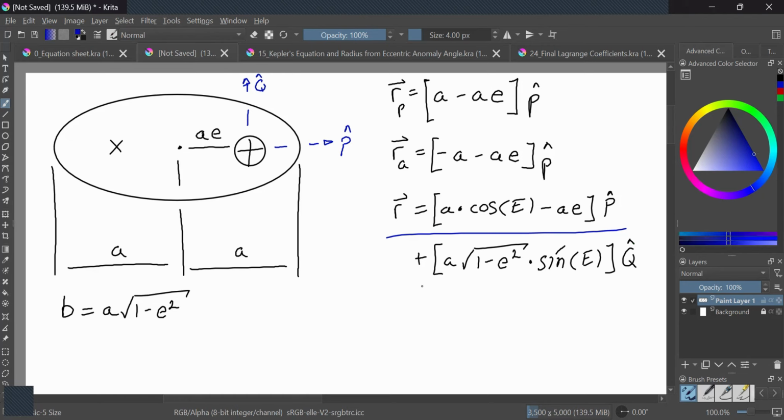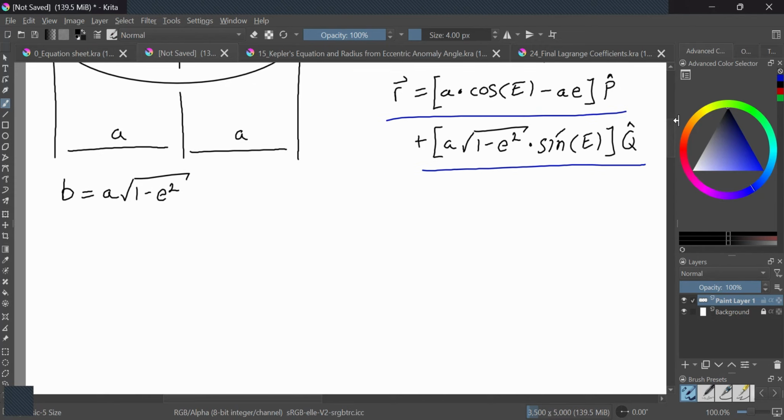And for the sake of completeness, I will underline that one as well. Now, hopefully I can find it. But it is not enough to have the radius. We also need to have the velocity. And fortunately, since this is the position vector, we can just take the time derivative of that.